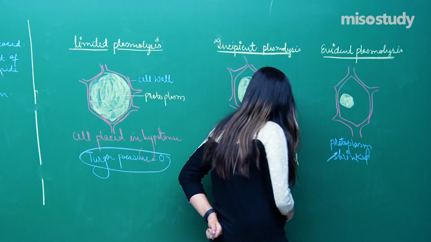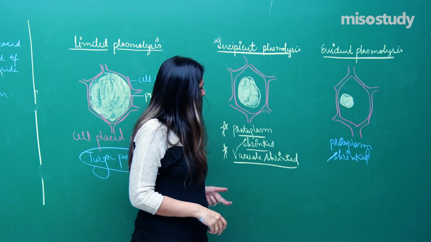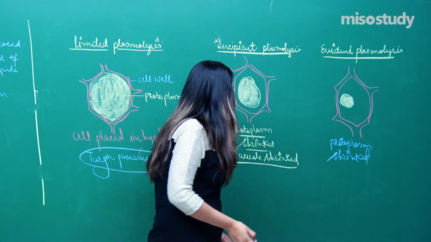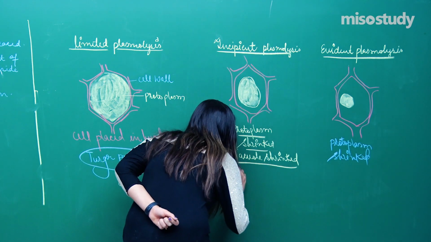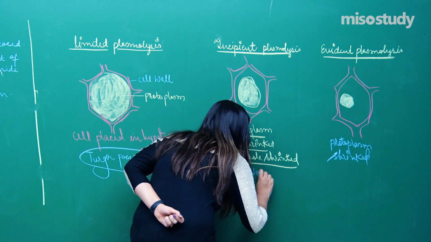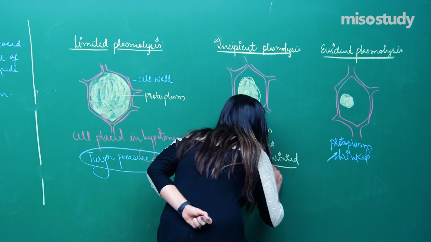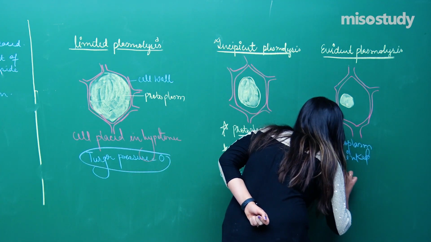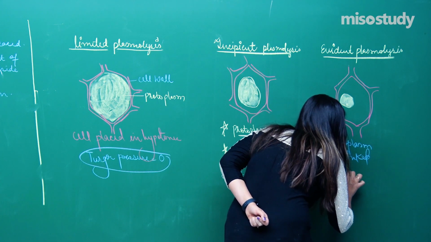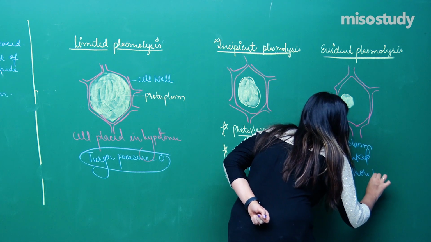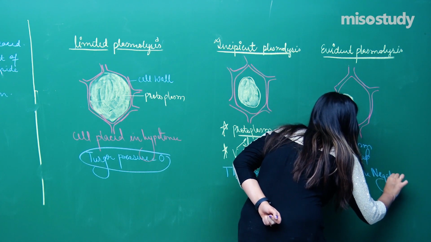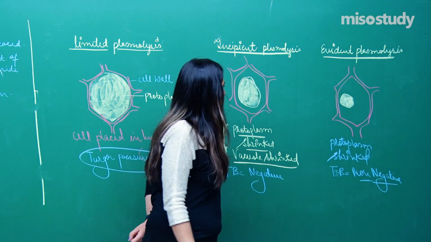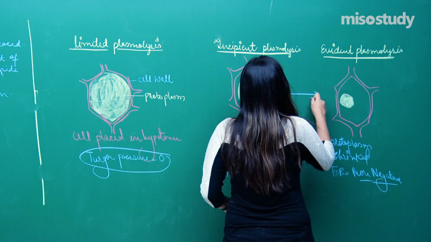Now, in this case, I forgot to write over here about the turgor pressure. Initially, it was considered 0. Now, the turgor pressure will be negative, right? In this case, the turgor pressure will be more negative. Turgor pressure more negative, right?